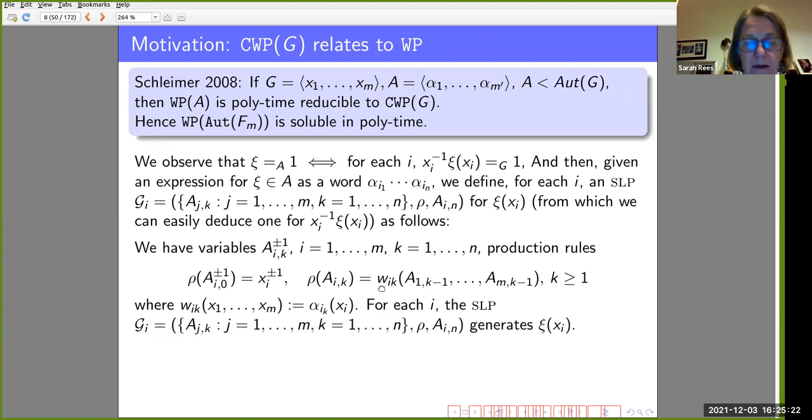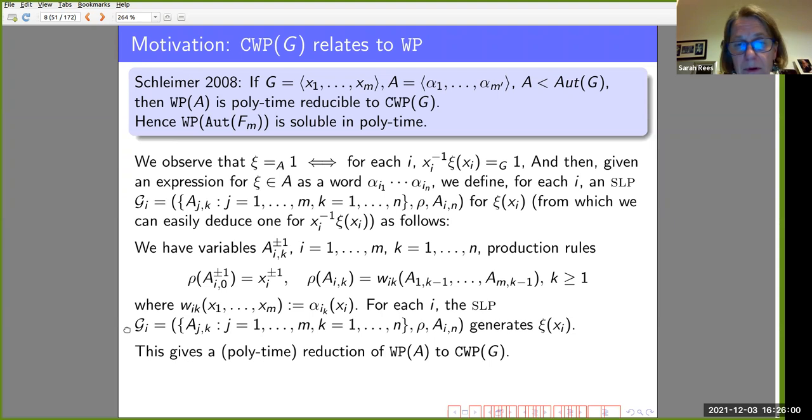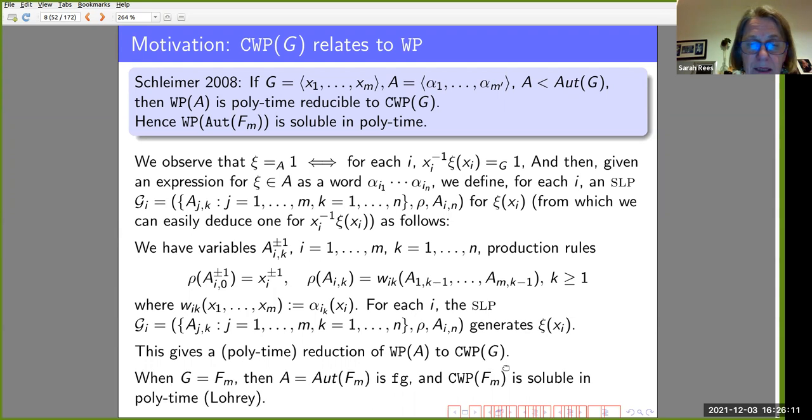So this is a straight line program for psi of xi, and then by concatenating it with xi to the minus one, you get a straight line program for xi to the minus one psi of xi. You can do this for each of the xi's, and so you can solve the word problem for the automorphism group, provided you can solve the compressed word problem for each of these finitely many straight line programs. So this is a reduction of the word problem of the automorphism group A to the compressed word problem for G.